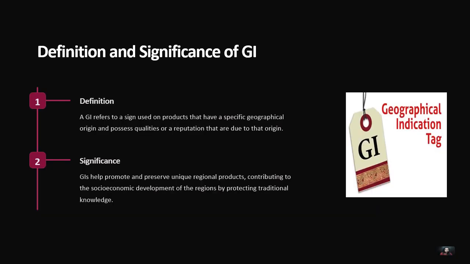So next, the definition and significance of GI. Definition: a GI refers to a sign used on products that have a specific geographical origin and possess qualities or a reputation that are due to that origin. Significance: GIs help promote and preserve unique regional products, contributing to the socio-economic development of the regions by protecting traditional language.